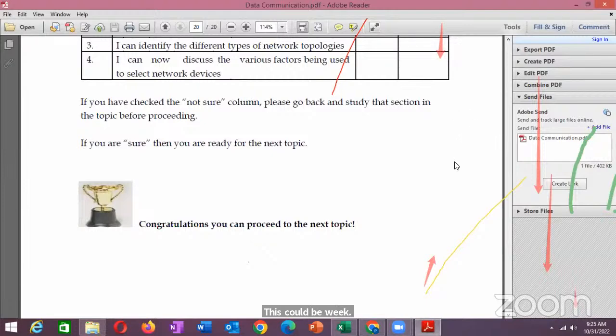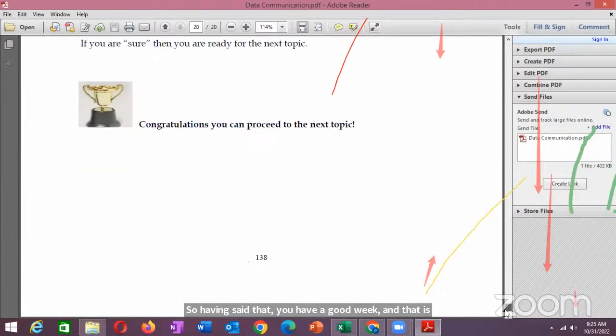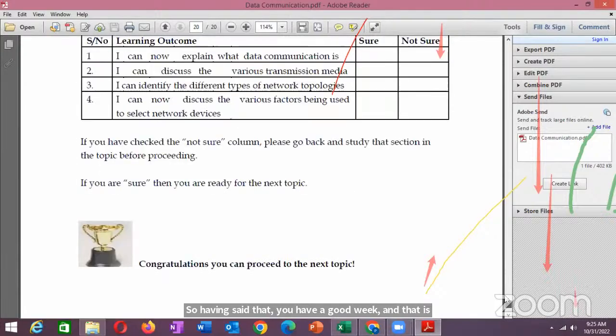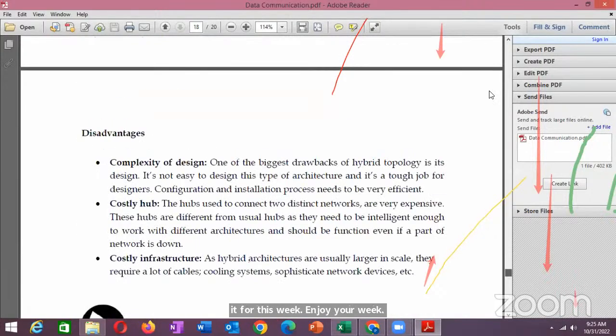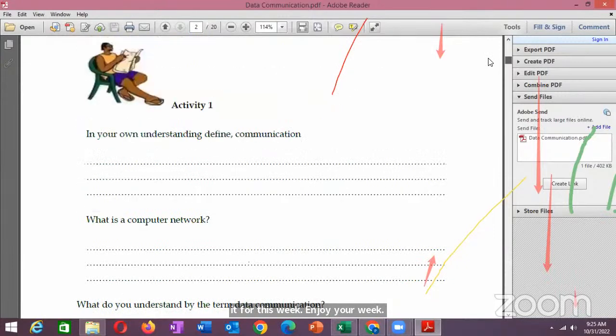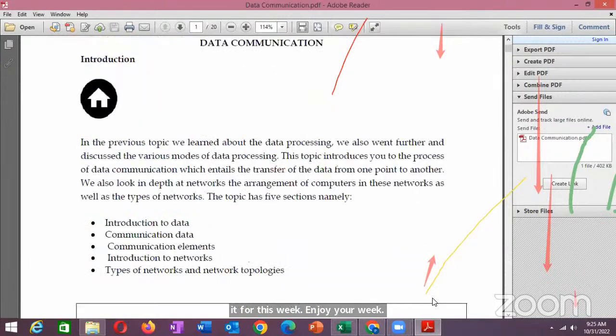Having said that, you have a good week, and that is it for this week. Enjoy your week. Then let us meet next in calculations. Mostly it will be calculations. We'll look at what we're presenting. Then from there, we have some calculations. So don't worry, all will be well. Have a good week. And that is all.